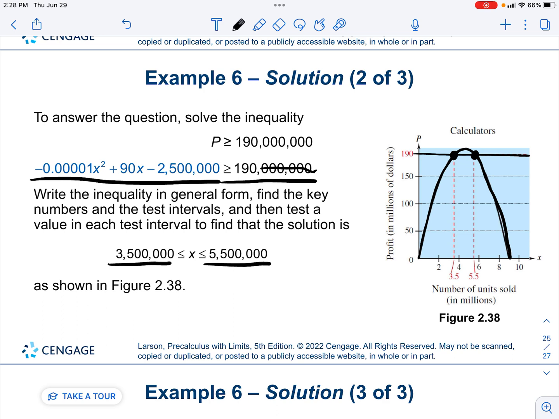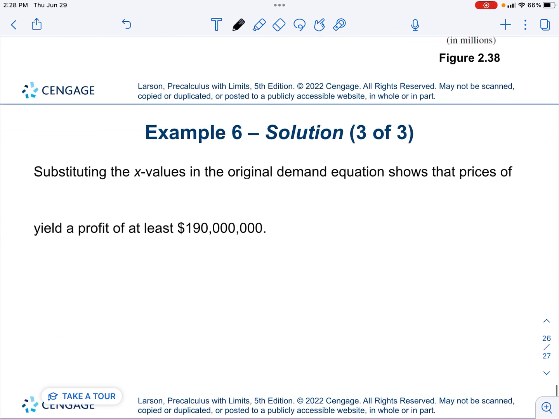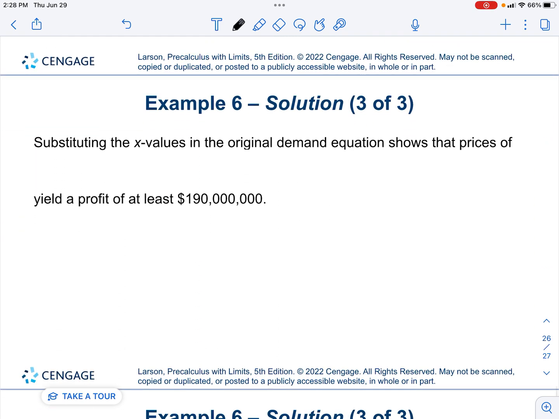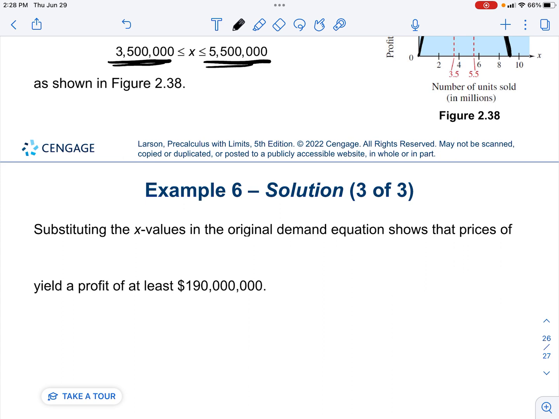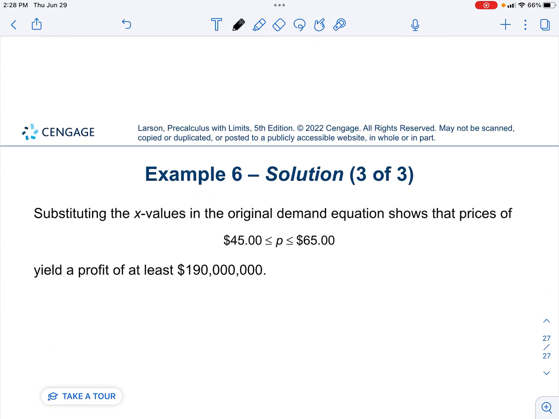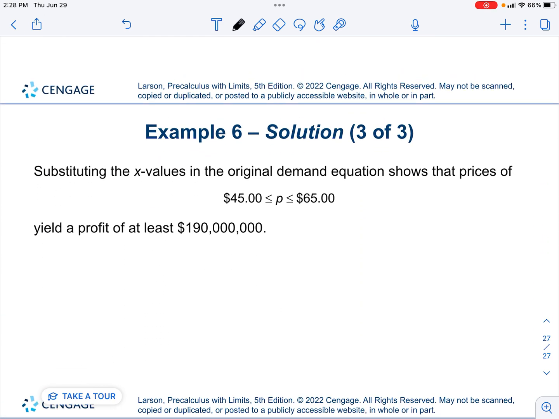What we're wondering in the beginning, it asked, what should we charge per calculator? So you'd have to go back and figure out with those number of calculators sold, what could my price be? So if you go back and plug that in, you get the price should be between $45 and $65 in order to get a profit of at least 190 million.